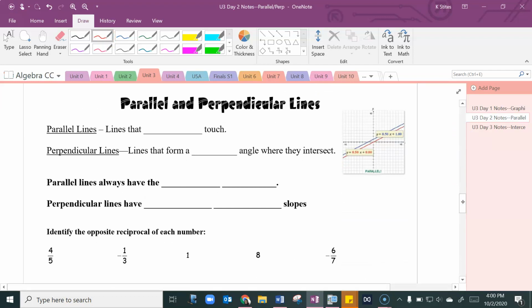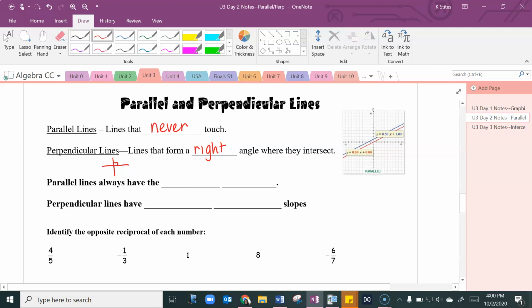All right, on to the new stuff, parallel and perpendicular lines. Parallel lines we know are lines that never touch. Perpendicular lines are lines that form a right angle where they intersect. Right angles are like your x and y axis. They make a cross like this.